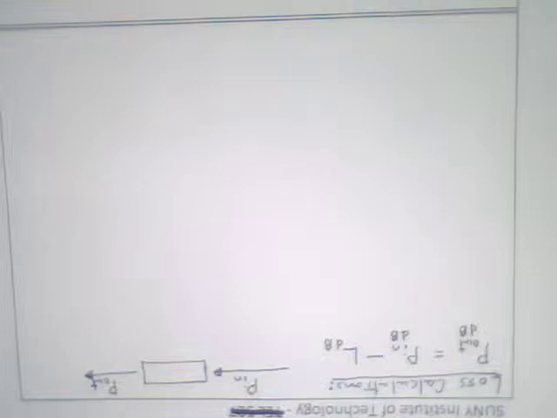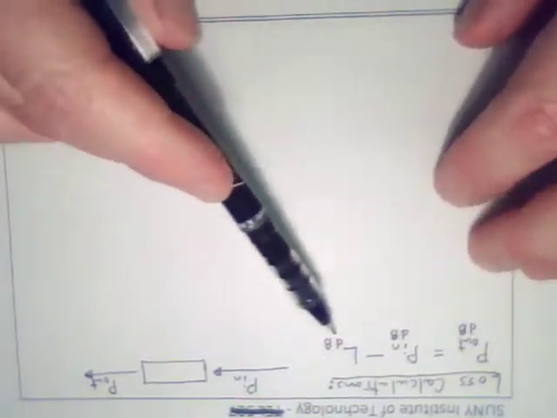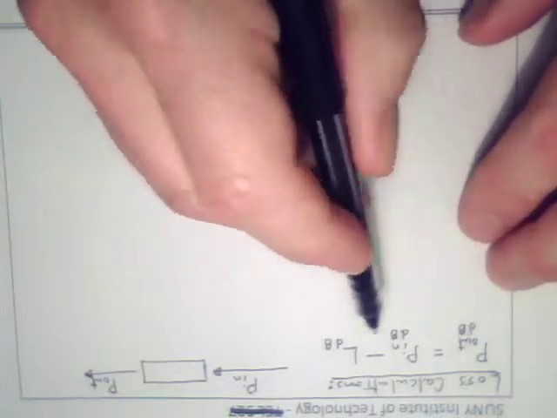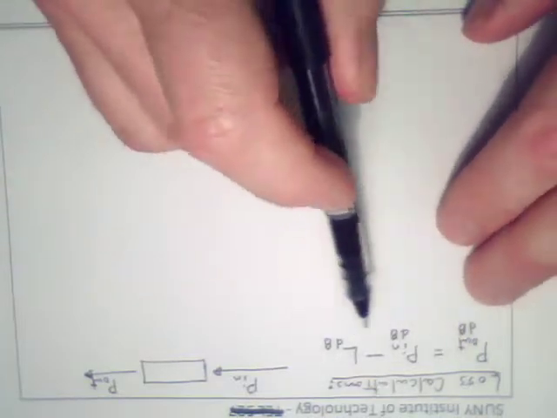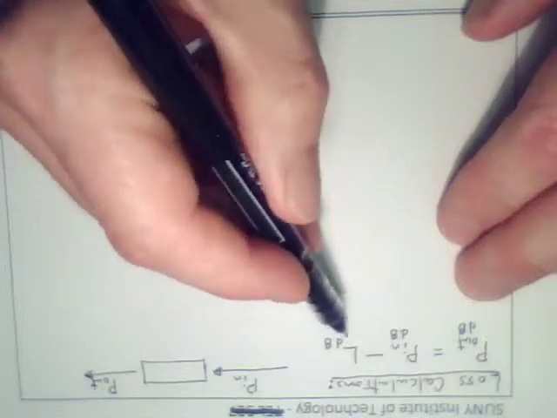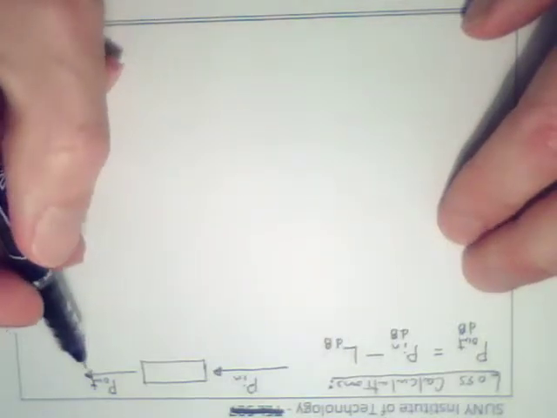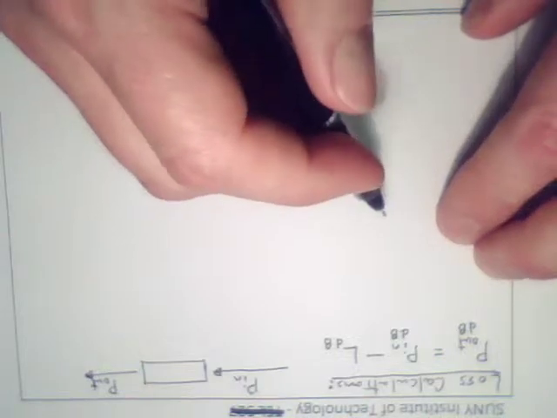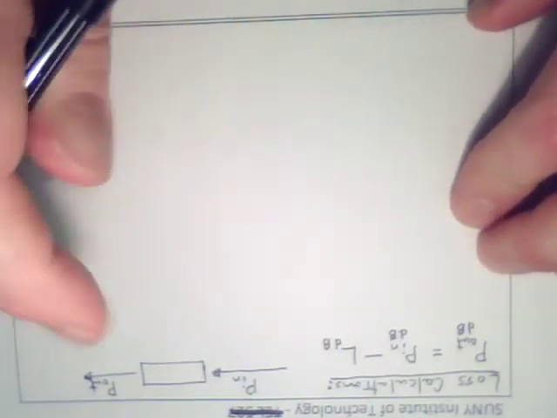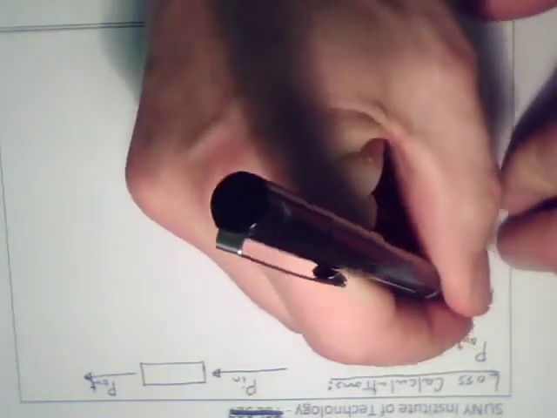Okay, and if we have all three of these quantities in decibel units, the calculation is as simple as this. First of all, realize that a positive loss value indicates that P out is less than P in. And that's clear by this minus sign here.